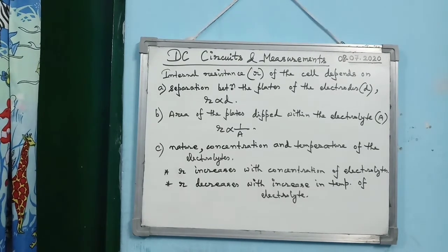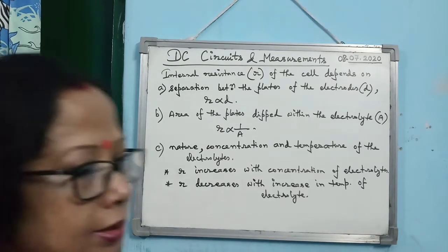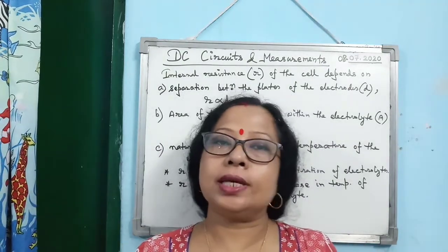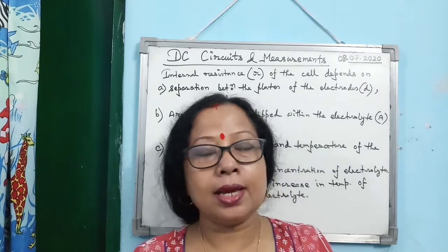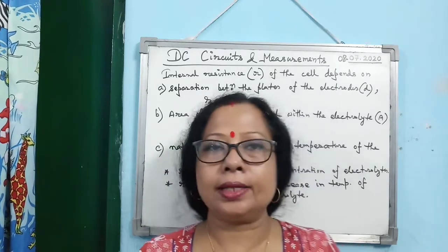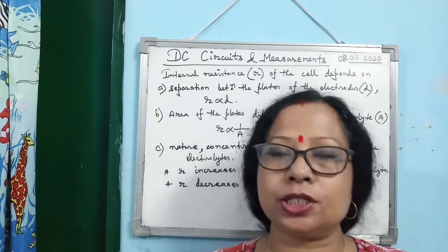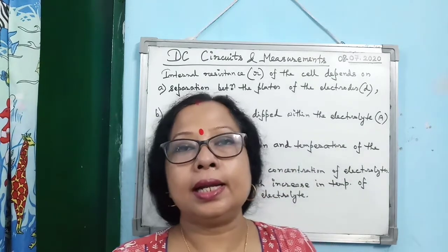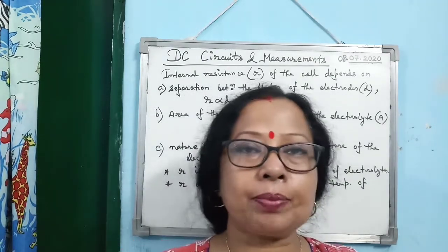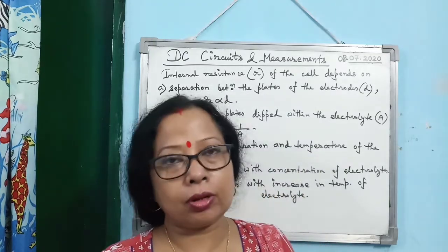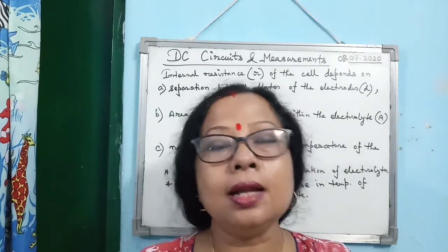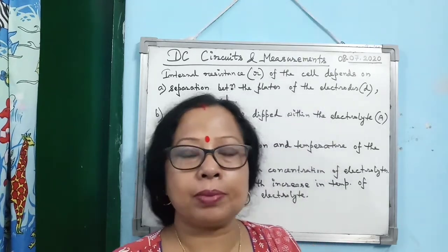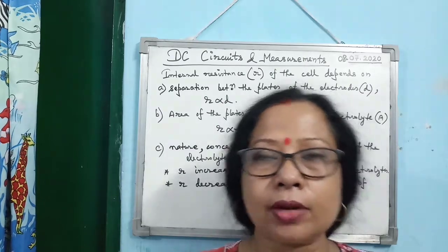So internal resistance depends on these factors. Internal resistance depends on the separation between the plates. You see, when you are increasing the separation between the plates, then when the electrons are flowing through the electrolyte, they will suffer more opposition by the ions present in the electrolyte. So what is the relation between the internal resistance and the separation between the plates of the electrodes of the cell? R is proportional to D. If the separation between the plates increases, internal resistance will increase and vice versa.